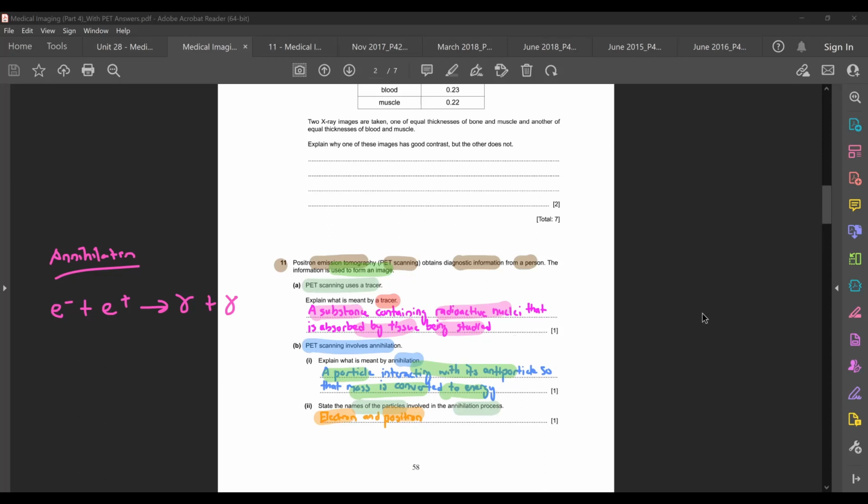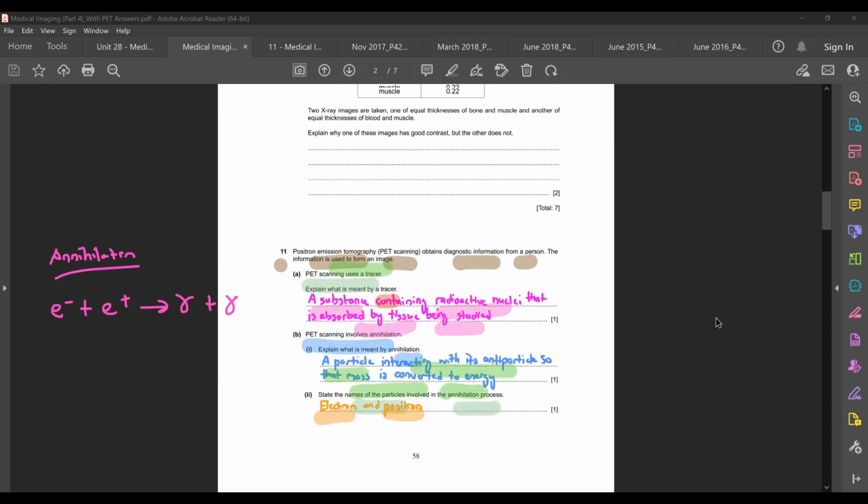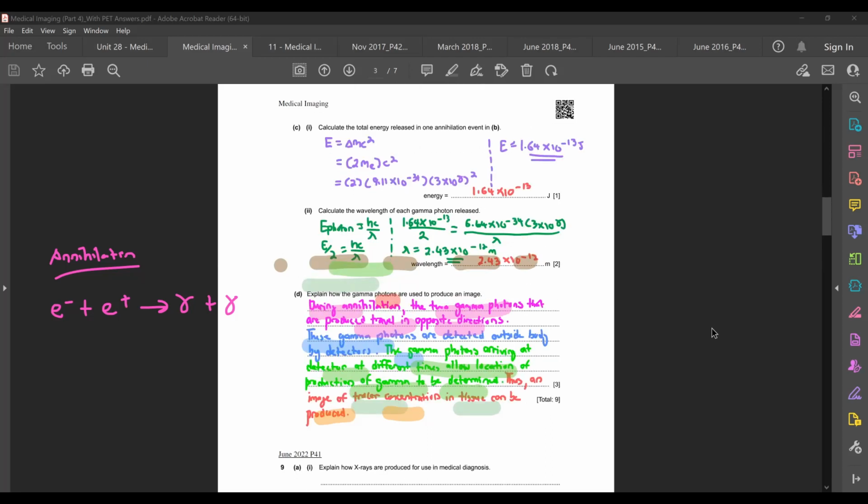Then after that, there's a calculation involved here. I'll go through that calculation with you. This one will be on the next page. For the next page, this relates to your calculation. Calculate the total energy released in one annihilation event in B.